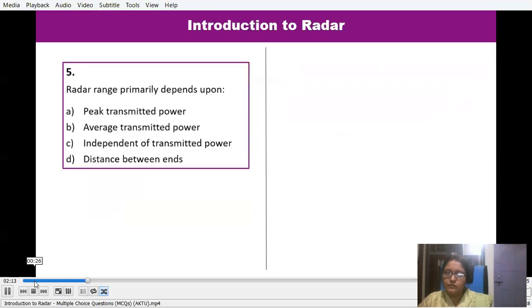Question number 5: radar range primarily depends upon. What is the factor upon which radar range depends? So it depends on the transmitted power. What is the peak transmitted power? So out of these 4 options, A is the correct one.